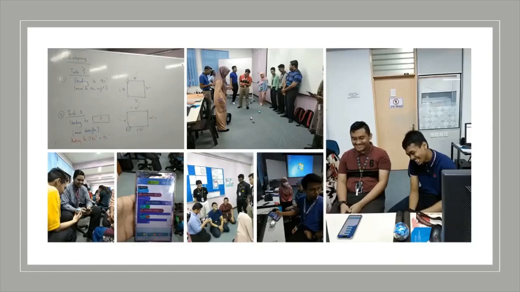Shown are some pictures taken during the class activity. Most of the class activity involves collaboration between students through discussion and Q&A among themselves in order to figure out the visual programming language flow of logic.